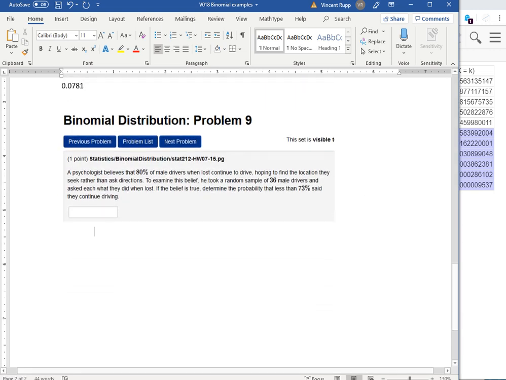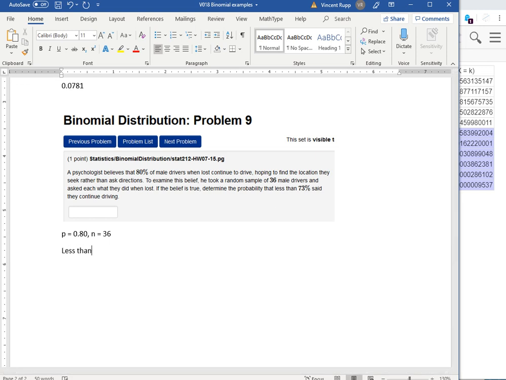Number 9, similar, but sounds more complicated. A psychologist believes that 80% of male drivers will, when lost, continue to drive to find the location rather than ask directions. Weird wording, but okay. So that's our p equals 0.8. The psychologist took a random sample of 36 male drivers, so n equals 36. And if the belief is true, so using these numbers, determine the probability that less than 73% say they continue driving.